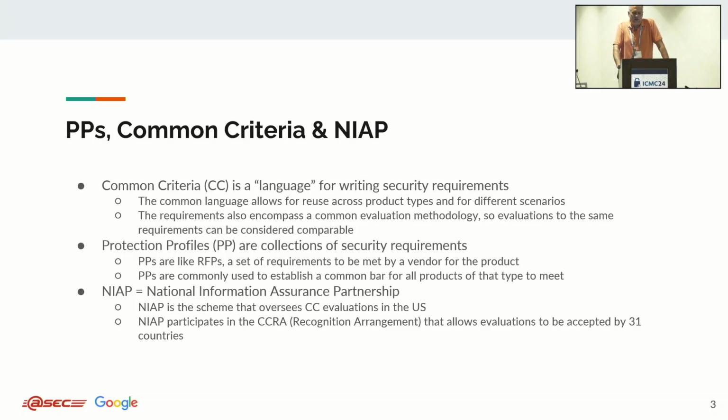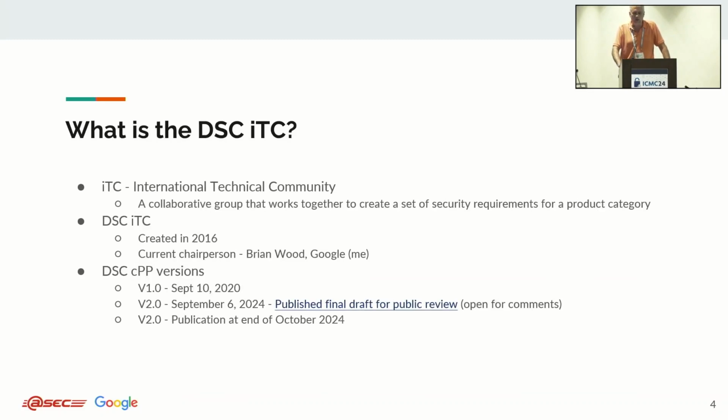The way I usually explain it as an RFP is: hey, these are the security requirements I want you to meet, and then you're going to tell me how you meet them, and that's essentially the evaluation evidence that you're going to provide. And here, as I mentioned, NIAP, the National Information Assurance Partnership, are the people in the United States who do the evaluation. They are one of 31 current countries that accept Common Criteria evaluations. So it does have a little more broad acceptance compared to FIPS.